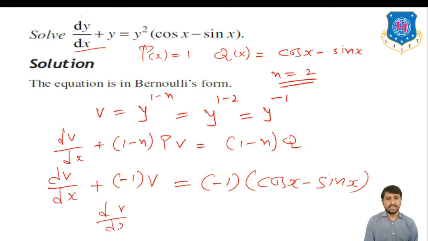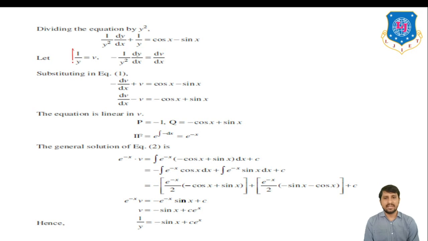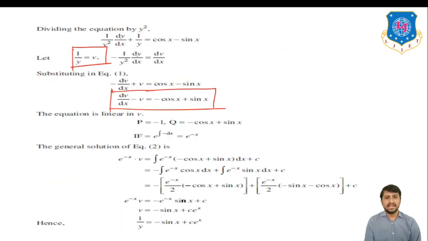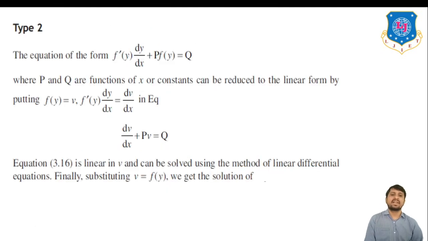So your new linear differential equation is dv/dx − v = sin x − cos x. Here you can see this is my v, I assumed v equals y raised to minus 1, so 1 upon y, and integrating, this is my new linear differential equation, right? dv/dx − v = sin x − cos x. Now you can easily find the integrating factor, e raised to minus x, and find the solution easily. Integration is very simple. So let's try to understand type 2.